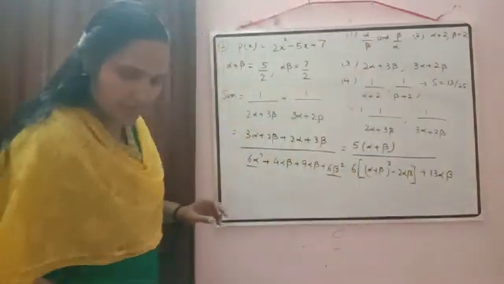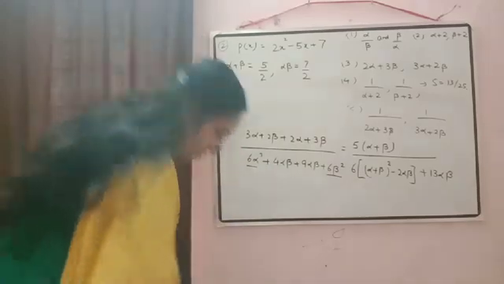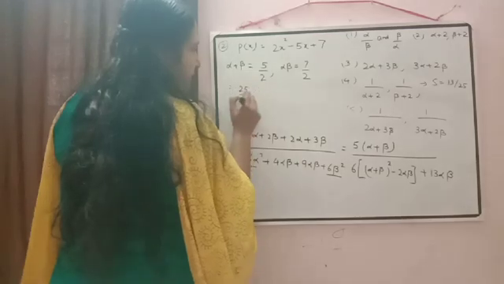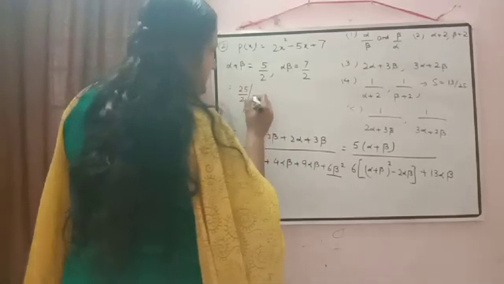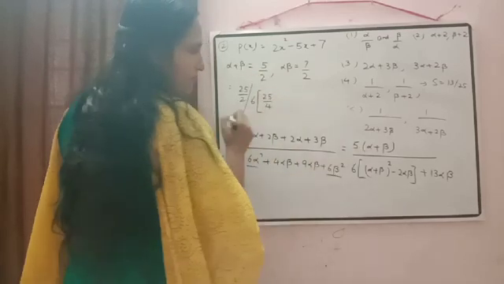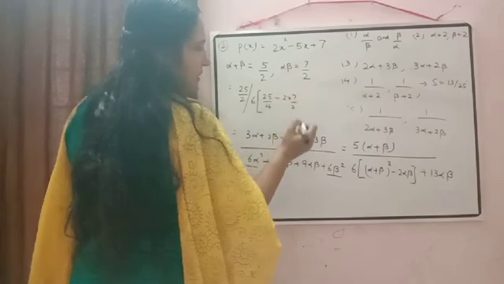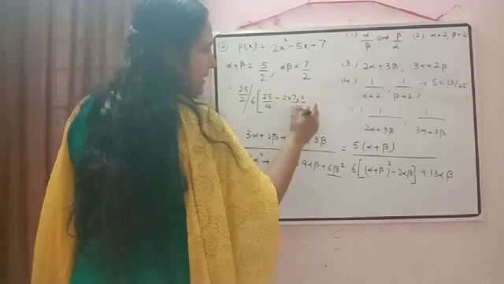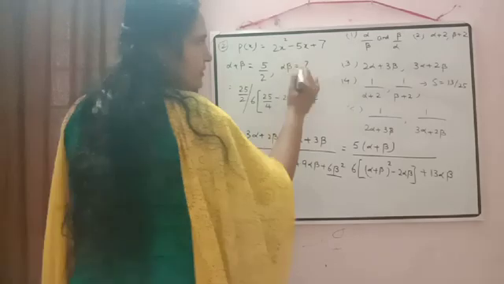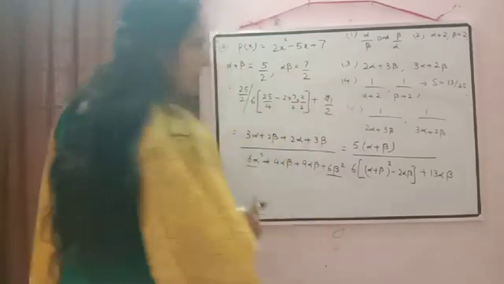Okay. Now we will substitute the value. 5 into alpha plus beta is 5 by 2. So we will get here 25 by 2, divided by 6 into, in place of alpha plus beta the whole square we have here 25 by 4 minus 2 into 7 by 2. Again to make the denominator equal, multiplied and divided by 2, plus 13 alpha beta. So 13 into 7 by 2, which will be equal to 13 sevens are 91 by 2.